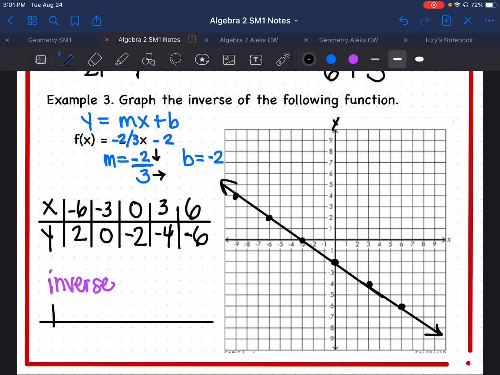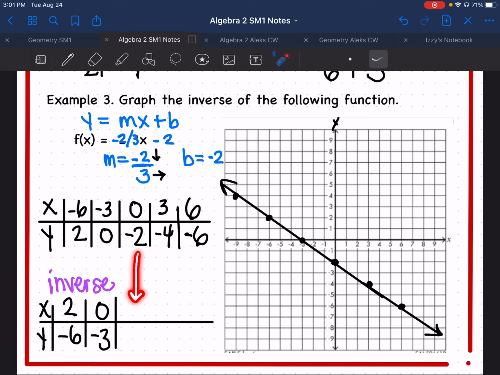I'm going to do that with my table. I'm going to keep x in the top, I'm going to keep y in the bottom, but I'm going to take this point right here, -6, +2, and I'm going to switch it. So it's going to be +2, -6. I'm going to do the same thing here. I'm going to take this point, -3, 0, and switch it. 0, -3. I'm going to take my y-intercept here and switch it. -2, 0.